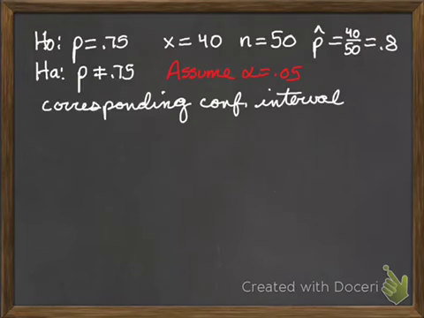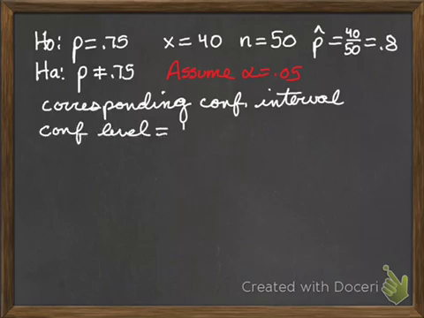Here we're going to calculate the corresponding confidence interval on the population proportion. Now when we say corresponding, what we mean is that it's corresponding to a hypothesis test. We don't always have to do this, but in this case we are, just to see if they're in agreement. We're going to assume that alpha is 0.05.